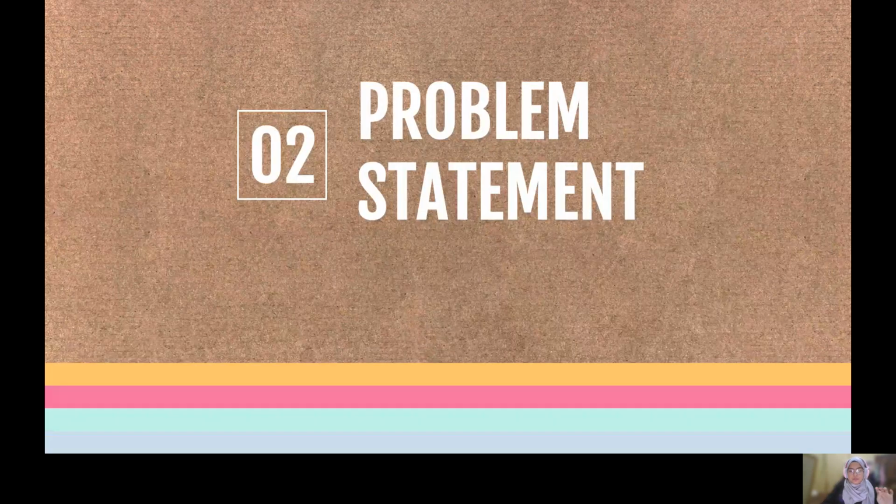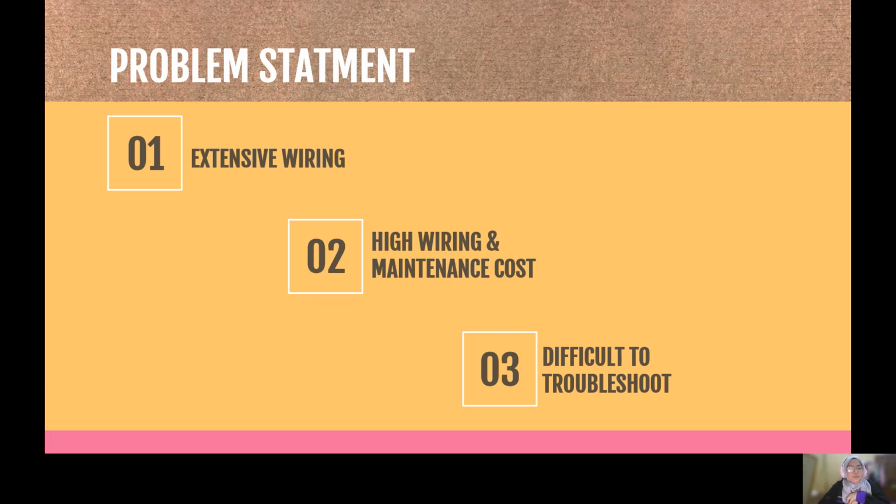So now we go through the problem statement. In traditional wiring, the more the number of control points and switches, the more extensive wiring will be required. Then, when extensive wiring is done, it automatically involves high wiring costs, and soon after it will require higher maintenance costs. Next, the traditional wiring is difficult to troubleshoot because the type of wiring used in houses is usually concealed, so it will require a lot of troubleshooting work.